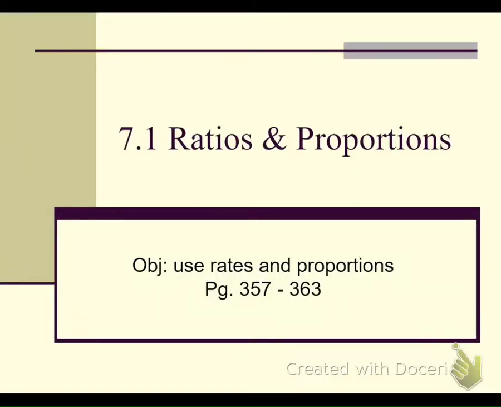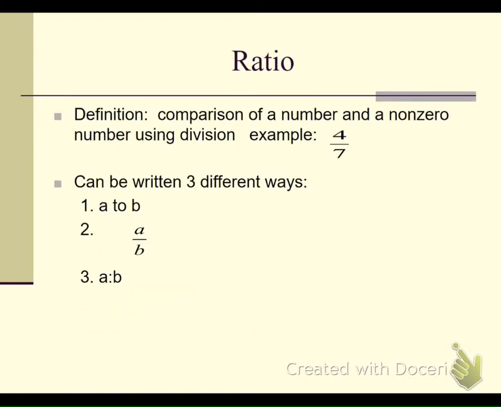So today we're starting with 7.1, ratios and proportions, and you're going to use rates and proportions. So a ratio, on your page, you're writing this on the line. Last class had some issues with that. I said definition because I was letting you know that this was the definition of ratio, but it's on the lines. So a ratio is a comparison of a number and a non-zero number using division as an example. So we could write it as 4/7, but there's other ways to write ratios.